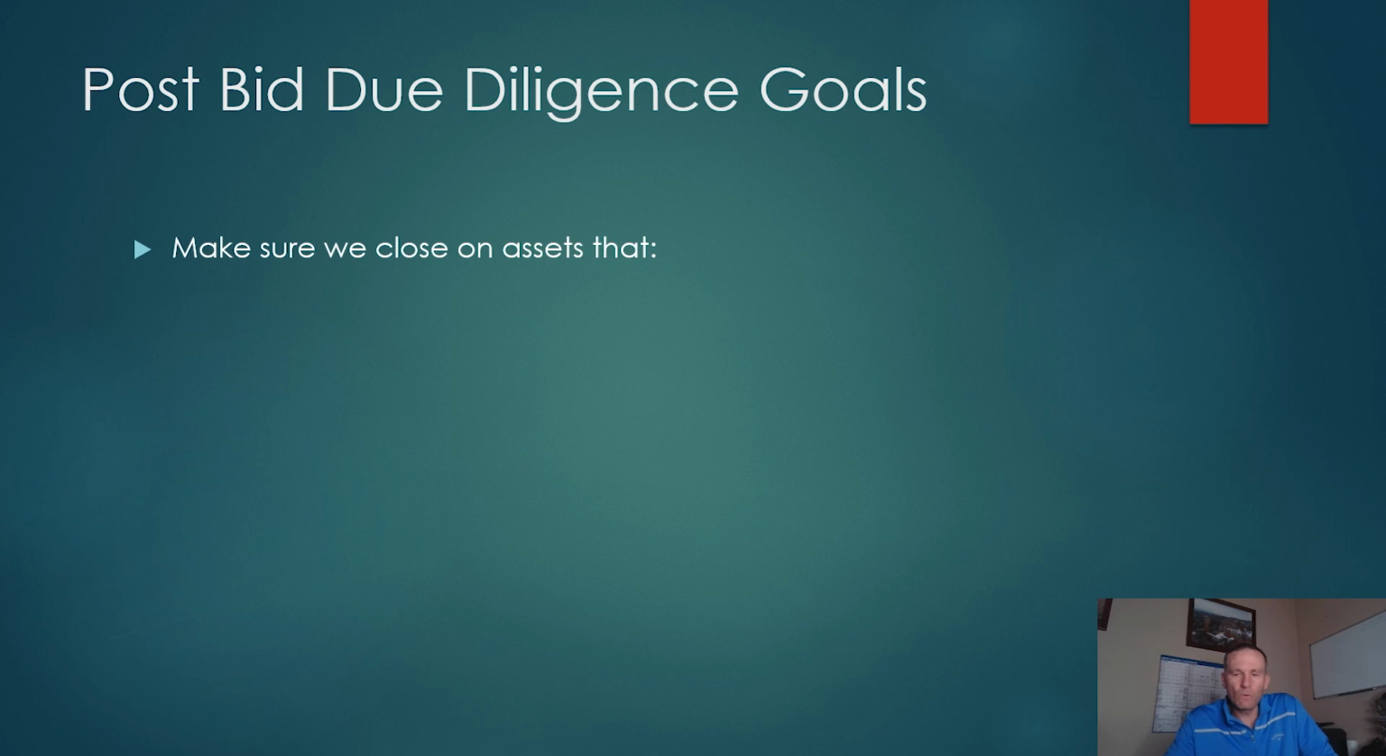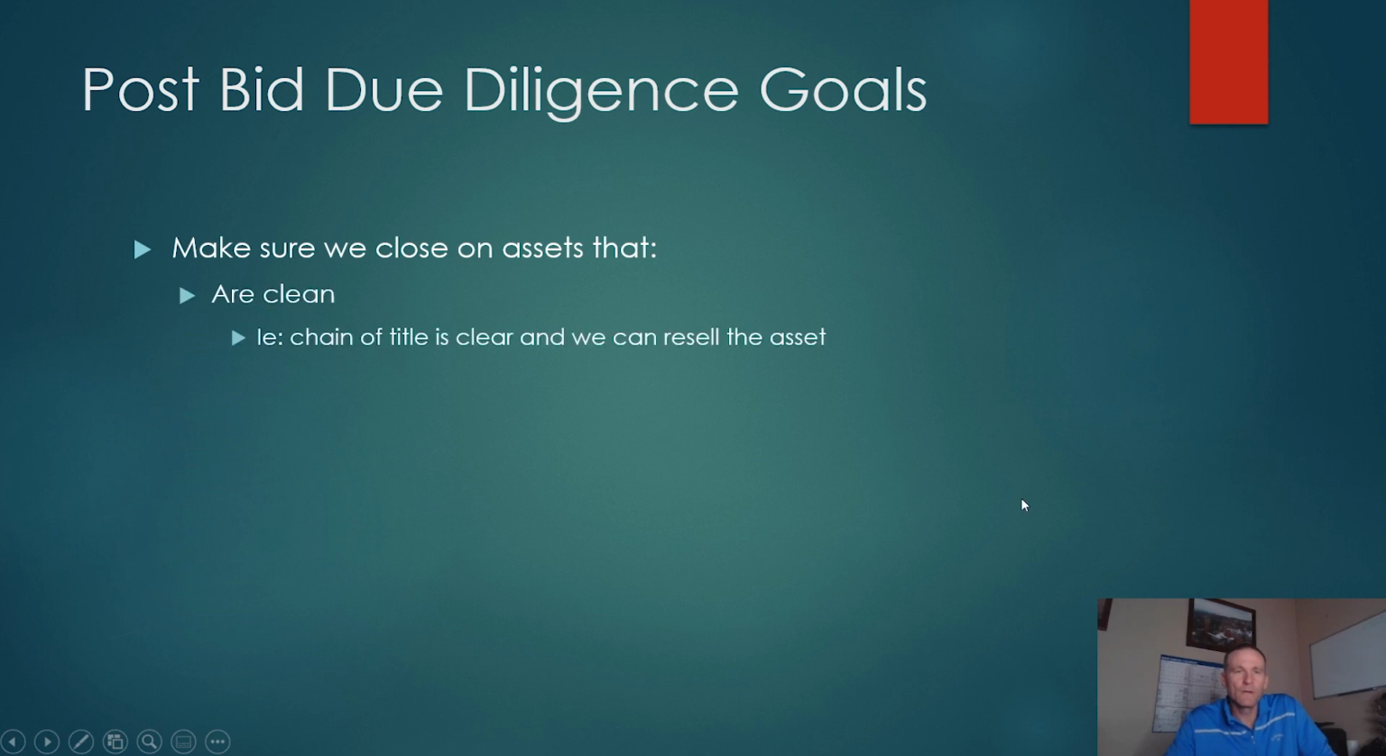So our goals in this, before we put together the timeline, I want to research what it is we're trying to accomplish. We want to make sure that our assets are clean. In other words, the chain of title is clear. If I buy this note, I can resell this asset to someone else and they're going to close on it because the chain is clear.